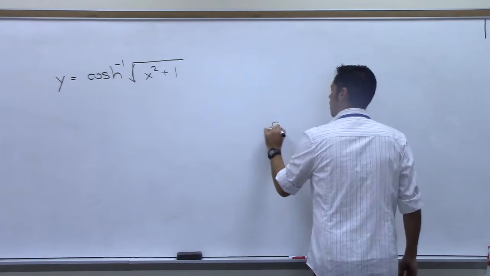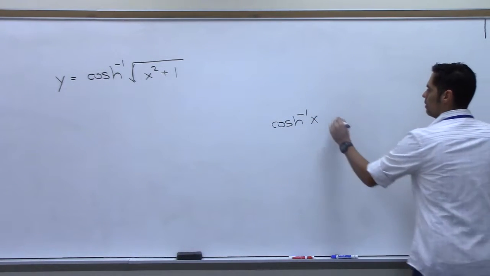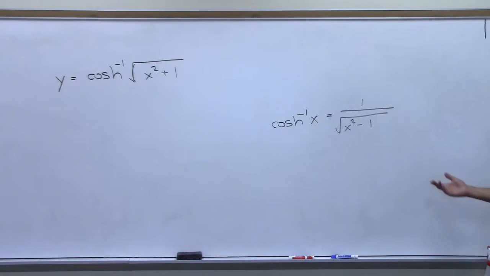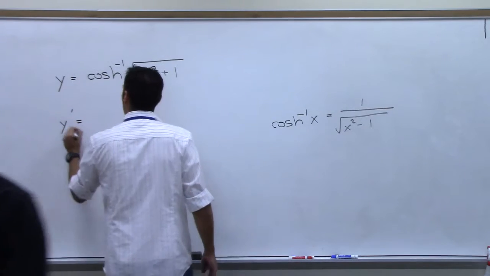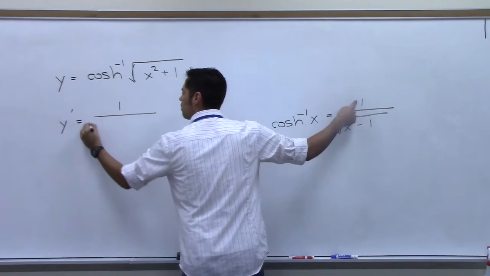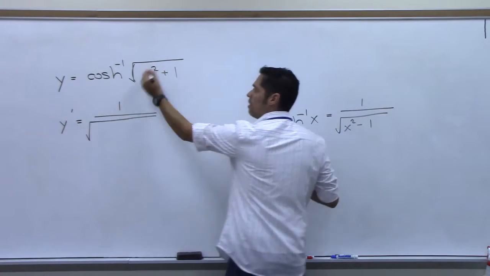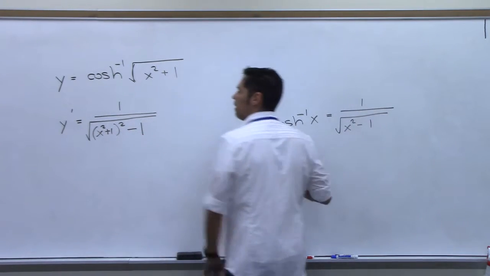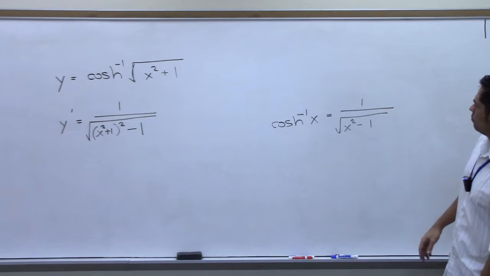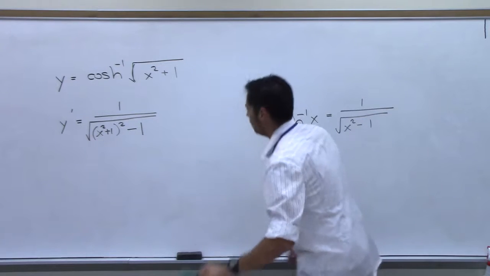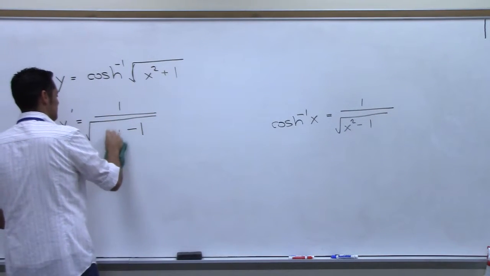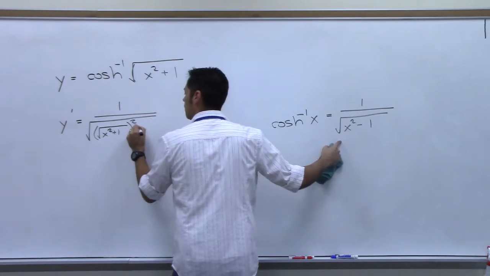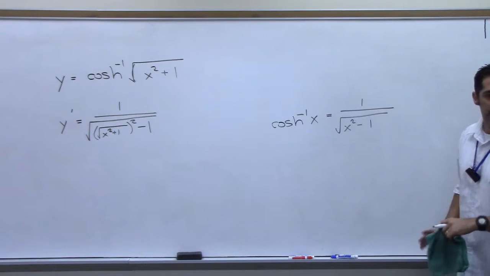What is the derivative of inverse hyperbolic cosine of x according to your formula sheet? It's 1 over the square root of x squared minus 1. So all we need to do here is 1 over the square root of x squared, but for us, x is the entire quantity there, right? So x squared plus 1, squared, and then minus 1. You're going to square the square root, so sorry, yes. There we go, and then minus 1.